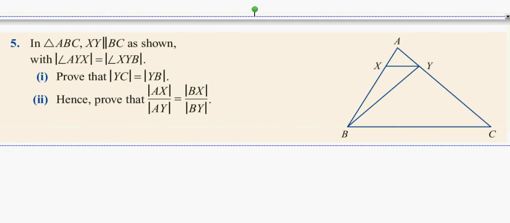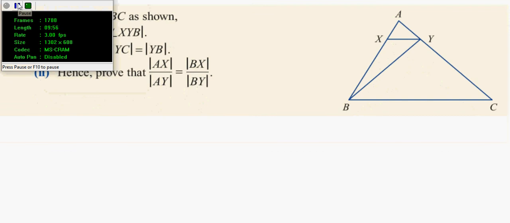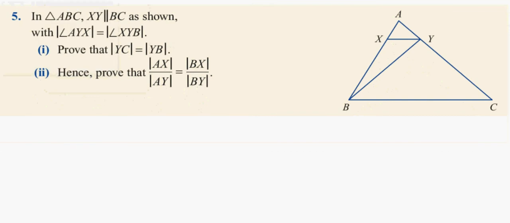Now we're on to question 5. In the triangle ABC, AX is parallel to BC. Prove that YC equals YB. Okay, no bother. So we're going to call this angle 1. You can be angle 2.